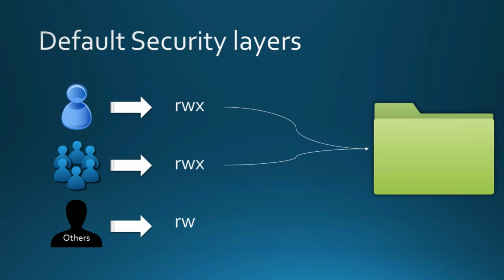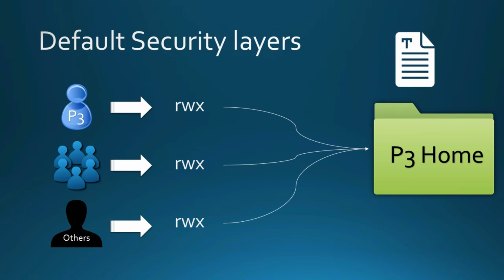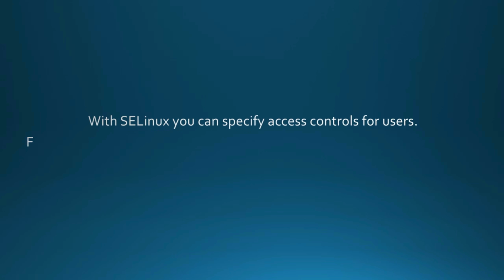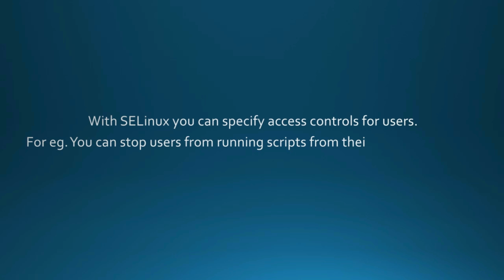Now, let's assume a scenario where a P3 user has full access to their home directory and can change the access to it. What if they decide to give full access to the others and the group as well? Or P3 himself runs some scripts from his home directory. With Security Enhanced Linux, you can specify access control for users. For example, you can stop users from running scripts from their own home directories.